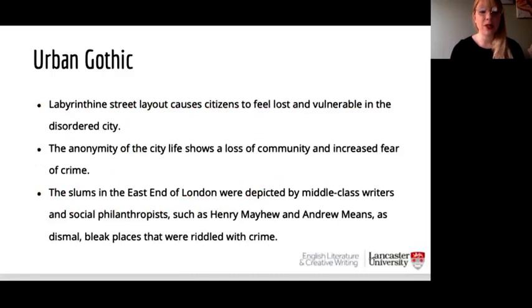Okay, so going through each of these questions now, we're going to start by thinking about what characterises the city as Gothic. There are many things you might have noted down about the city that lead it to be constructed as a Gothic space. And many of these still apply to cities today.